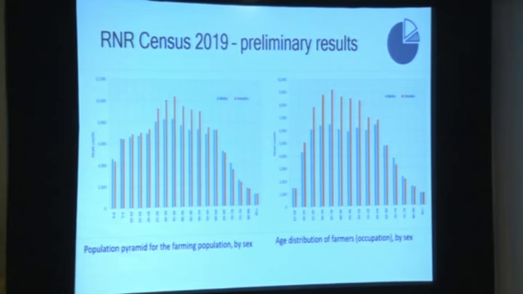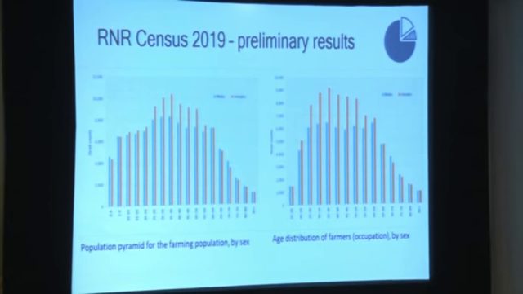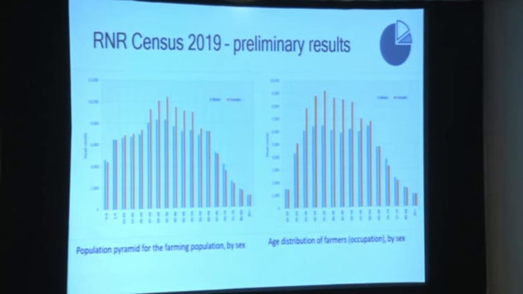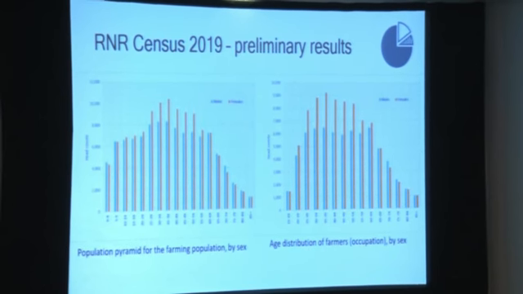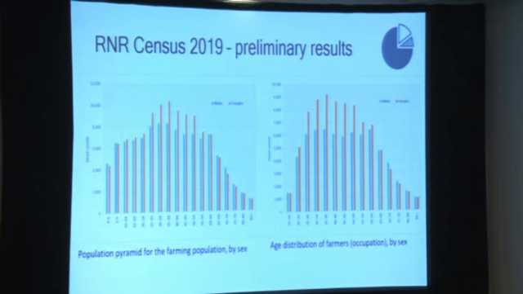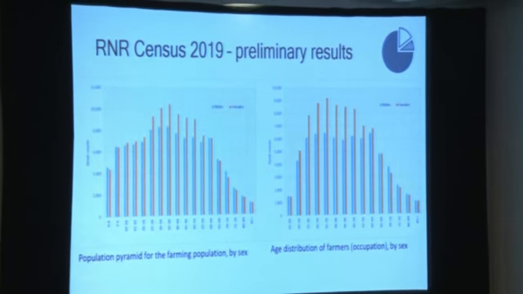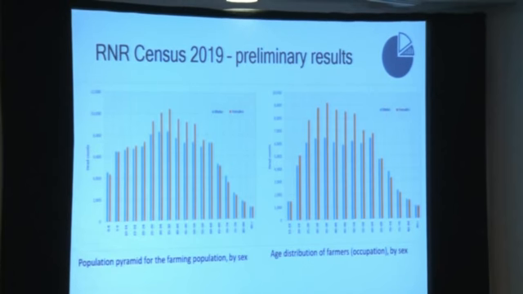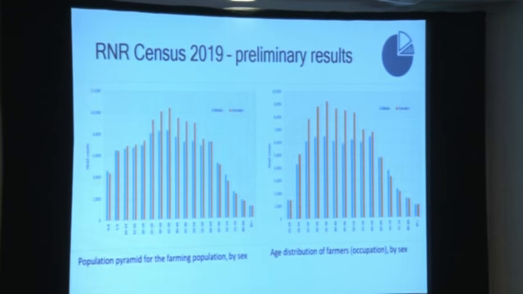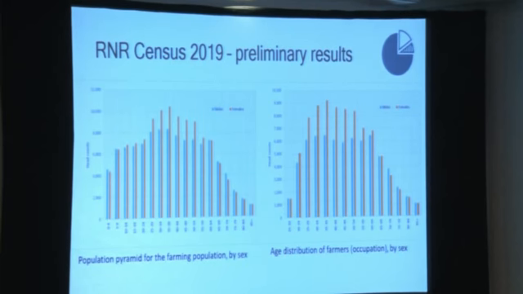So the next age distribution among farmers shows that women are even more. So we can say that, of course, it is a general idea that farming has become feminized. So this further proves the phenomenon of feminization.